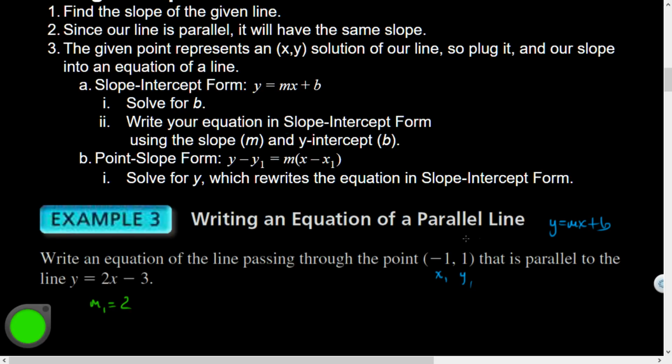That would not be parallel. They'd be intersecting all over the place. Okay. Step 2, since our line is parallel, it will have the same slope. I guess that is like a fact.